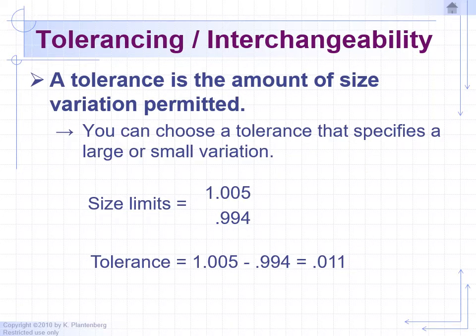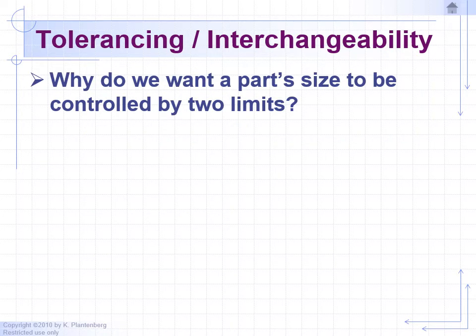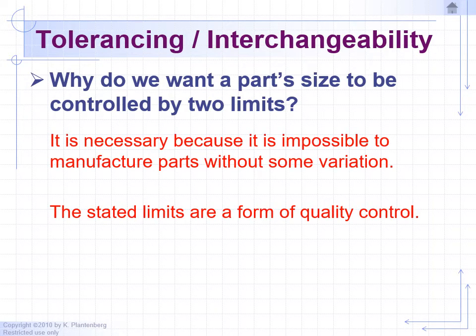Next slide. Why do we want part size to be controlled by two limits? It is necessary because it is impossible to manufacture parts without some variation. And as mentioned before, there's no such thing as a perfect part with the perfect desired dimensions. The stated limits are a form of quality control, so the quality department will be checking the parts to make sure they fall within that tolerance. If it doesn't, then the part will have to be rejected.